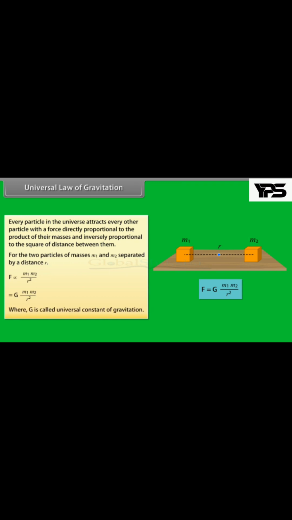Universal law of gravitation. According to Newton's law of gravitation, every particle in the universe attracts every other particle with a force directly proportional to the product of their masses and inversely proportional to the square of distance between them. The direction of this force is along the line joining the two particles. For the two particles of masses m1 and m2 separated by a distance r, F is equal to G m1 m2 upon r square. The constant G is called universal constant of gravitation.